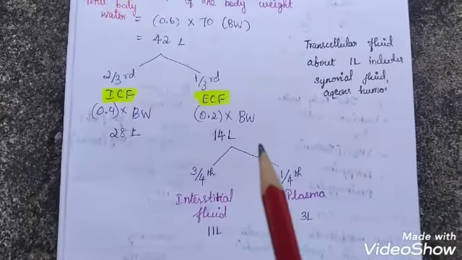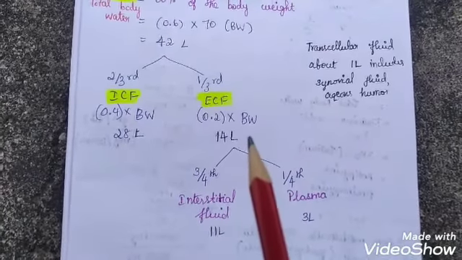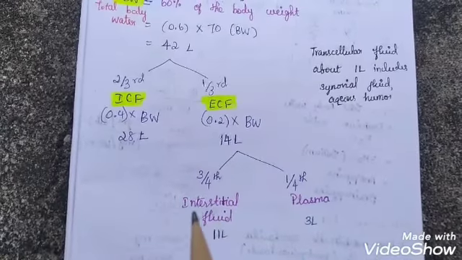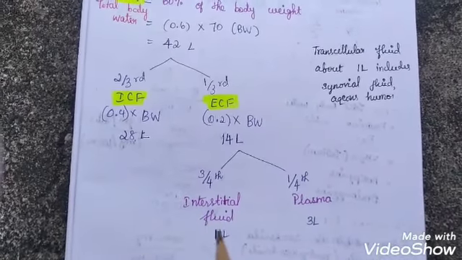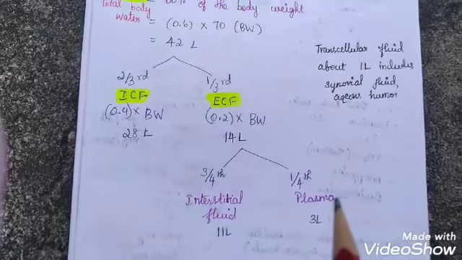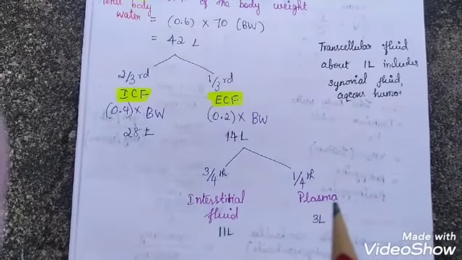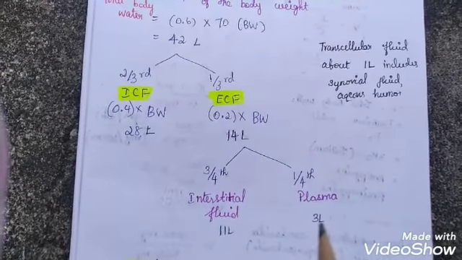So out of this 14 liters of extracellular fluid, 3/4 is the interstitial fluid, roughly about 11 liters, and 1/4 is the plasma, roughly about 3 liters.